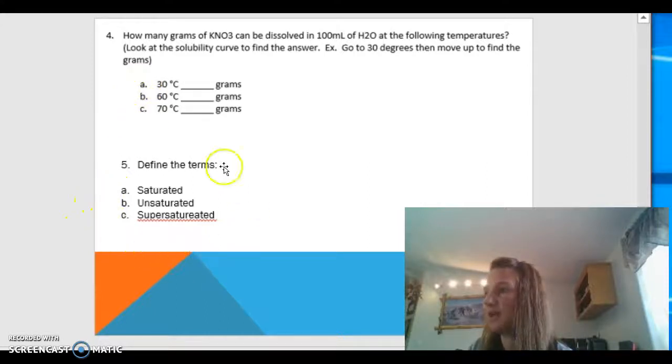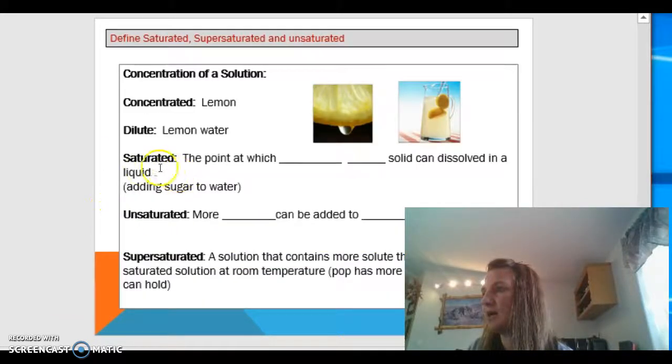Then you also need to define the terms saturated, unsaturated, and supersaturated. Saturated is the point at which no more solid can dissolve in a liquid. Unsaturated means that more solute can be added to the solvent. And supersaturated is a solution that contains more solute than exists in a saturated solution at room temperature. Pretty much like if we were talking sugar in water, you can dissolve more sugar in warm water than you can in room temperature water, and so we would say that's a supersaturated solution. You need to know those 3 definitions.